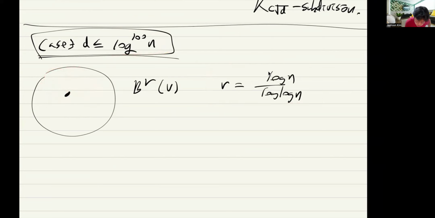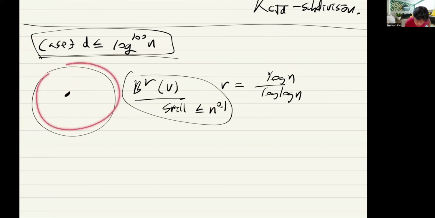For such a choice, this one is still small, like n to the 0.1. And you delete it, and then you take another one, you delete it. And what you can do is find many points, at least the square root of these points, which are far away.